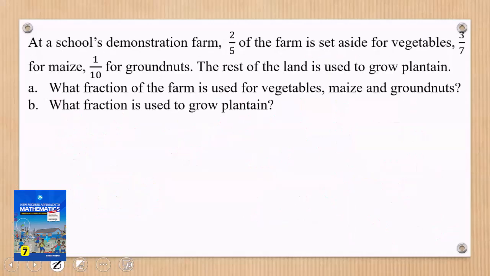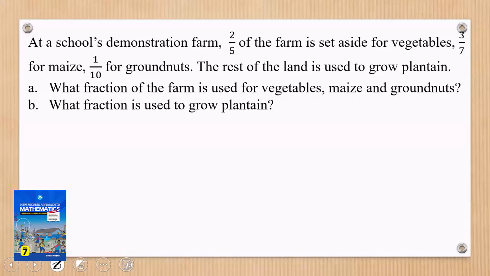Let's take the last example. Now, at a school demonstration farm, 2/5 of the farm is set aside for vegetables, 3/7 for maize, 1/10 for groundnuts. The rest of the land is used to grow plantain. What fraction of the farm is used for vegetables, maize, and groundnuts?